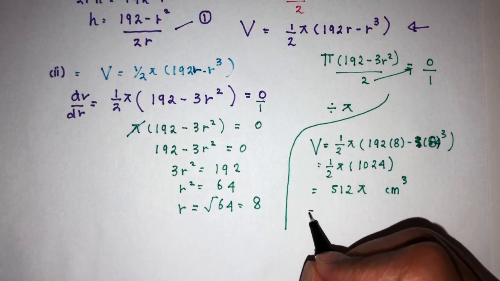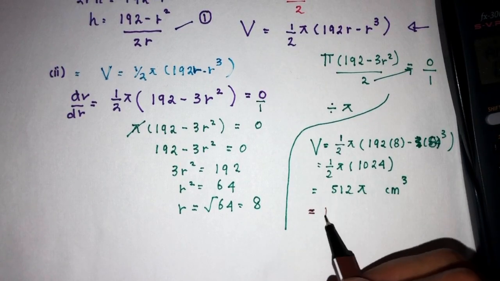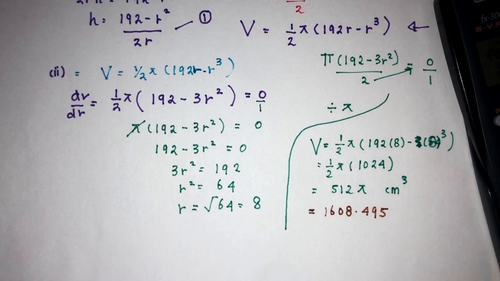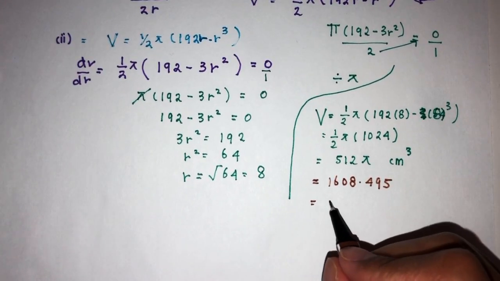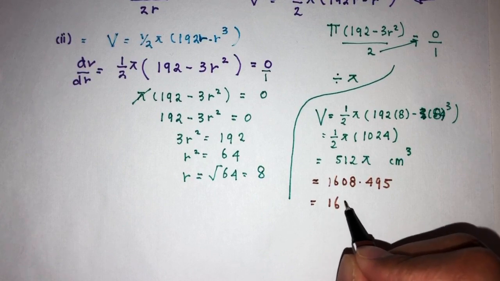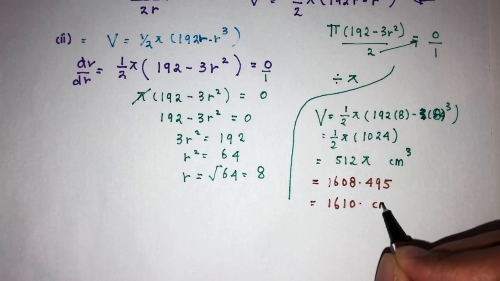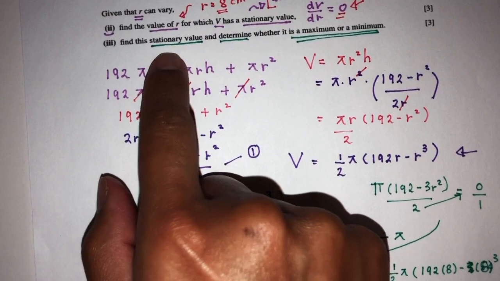Now, of course, we have to simplify this. Times pi, that will be 1608.459. Now, if the value is not exact, we have to write this down correct to 3 significant figures. That will be 1610, and then that's it. This will be your answer for this part of the question.